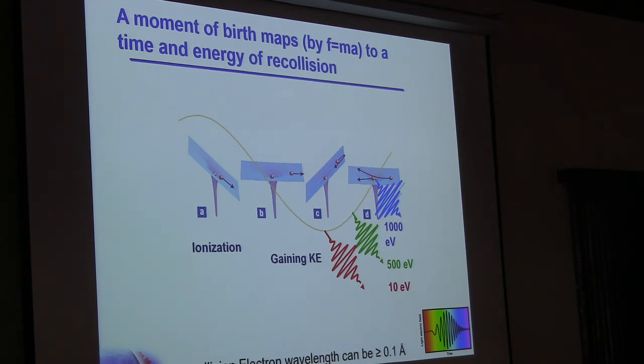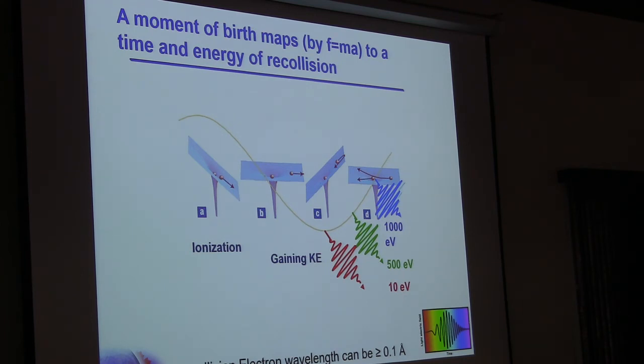Okay, so what Corkum didn't recognize is the next step. So here is this classical-like view of an atom. I told you that a moment of birth maps by F equals ma to a trajectory of the electron. You can calculate at what time, or under what circumstances, the electron might be driven back and collide with the ion from which it went.